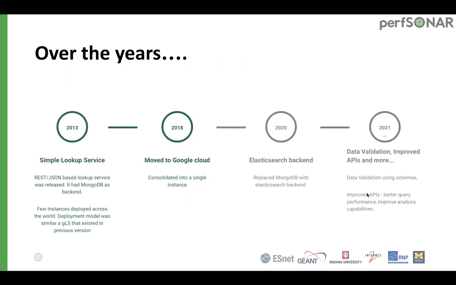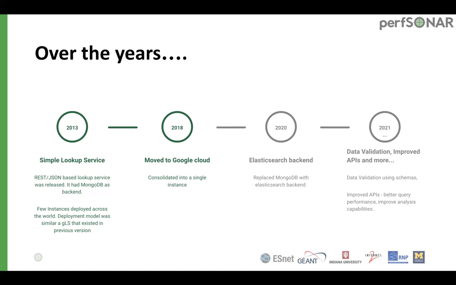Before we go into the various features of the lookup service, I thought I'd take a quick moment to set the stage as to the overall journey the lookup service has taken, especially this particular version. When I say this particular version, it's the REST-JSON based lookup service. This was released sometime in 2013, and at that time, it had MongoDB as its backend. MongoDB is another key value store, and it's also a pretty good database. At that time, Elasticsearch was not that popular, and so we went with MongoDB as the key value store.